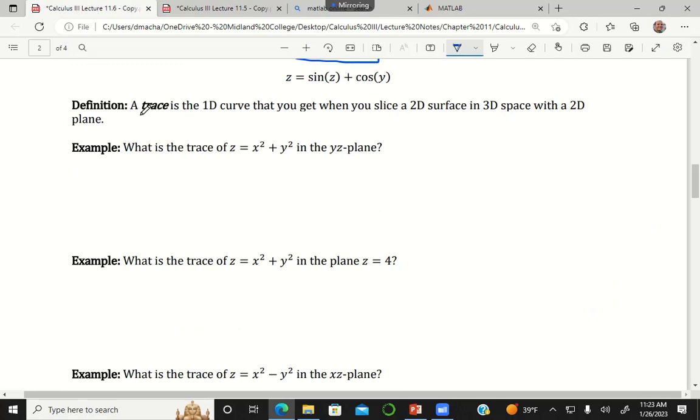Okay. Now, new vocabulary word. A trace is the curve that you get if you take one of these surfaces and slice it with a plane, right? Wherever that plane slices your surface, the curve that would be left on the plane is the trace. So the first example says, what is the trace of this function in the YZ plane?